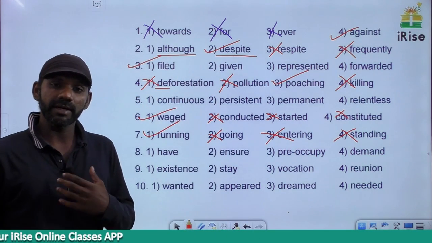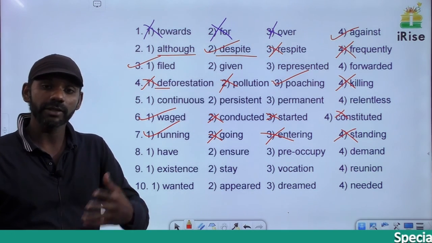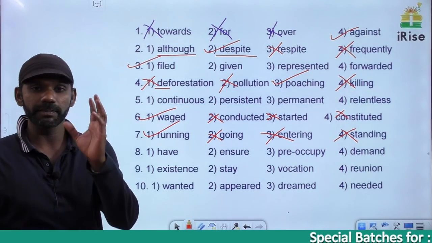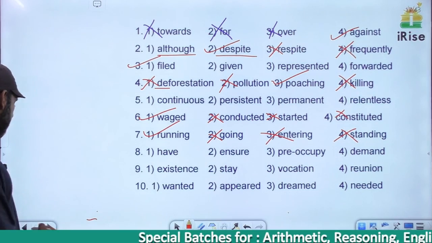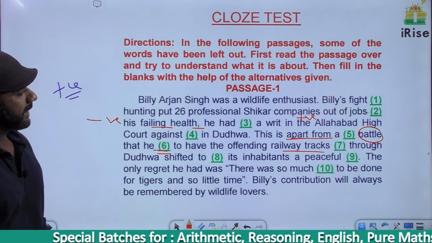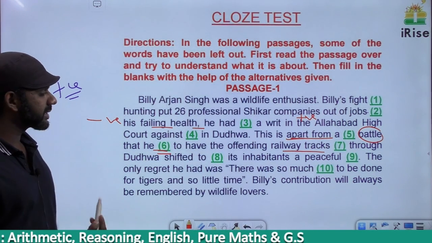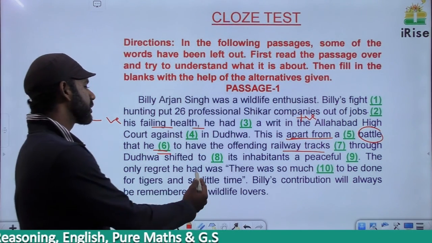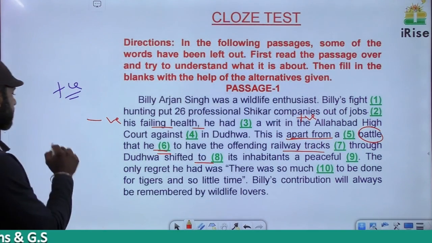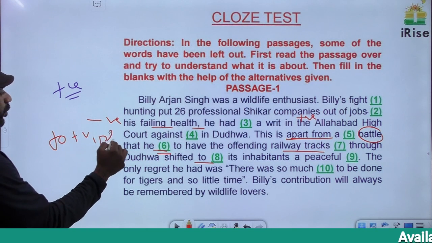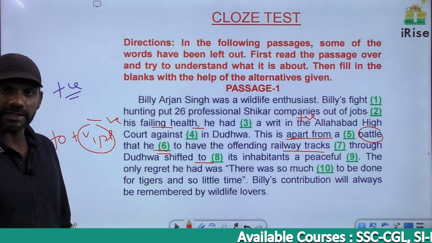Now the tracks run along a place and the trains run along the tracks. Right? So railway tracks running through Dudhwa shifted to dash its inhabitants, a peaceful dash. Come to blank 8. Shifted to dash its inhabitants. To dash, it's always 2 plus V1 plural, and 2 plus V1 plural is termed as infinitive.